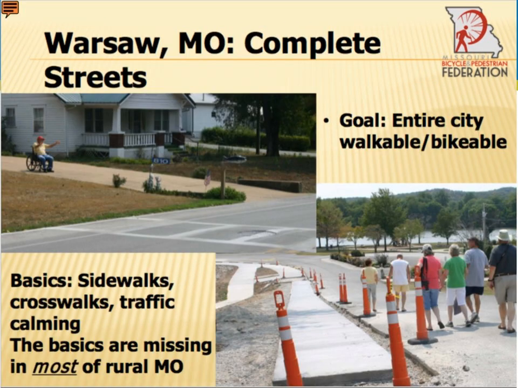And then how they really embraced complete streets by putting in basic things like working with Safe Routes to School funding to put in sidewalk crossings, traffic calming, the basics which are missing in most of rural Missouri, and then really for this goal of an entire city that was walkable and bikeable.